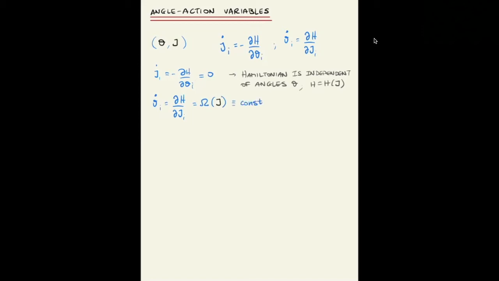So we already have then the full solution for the angle. The angles increase linearly with time if these omegas are non-zero. Thus, if we can find the three integrals of motion as the actions of a system of canonical coordinates, we completely solve the system. So let's restrict our attention then to bound orbits.